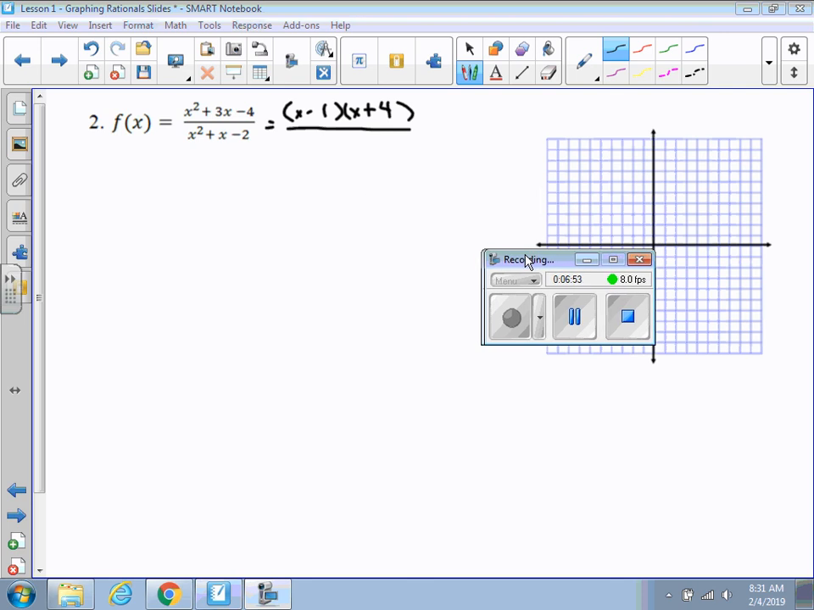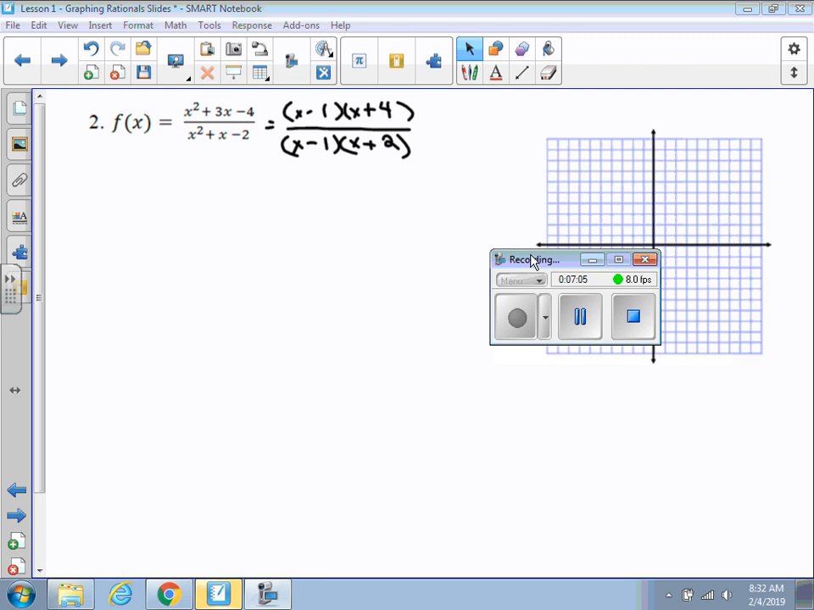In our denominator, opposite. We want to get a positive 1 out, so it's got to be a positive 1 and a positive 2 and a negative 1. So now you can see we have a factor in common. That's what creates our holes.